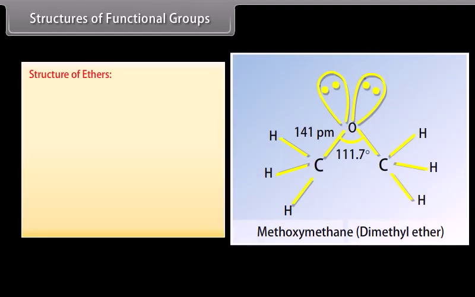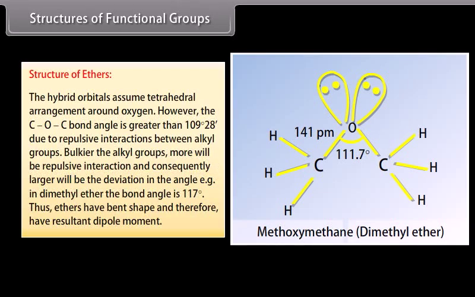Structure of ethers. The hybrid orbitals assume a tetrahedral arrangement around oxygen. However, the C-O-C bond angle is greater than 109°28' due to repulsive interactions between alkyl groups. The bulkier the alkyl groups, the more the repulsive interaction and consequently the larger the deviation in the angle. For example, in dimethyl ether, the bond angle is 117°. Thus, ethers have a bent shape and therefore have a resultant dipole moment.